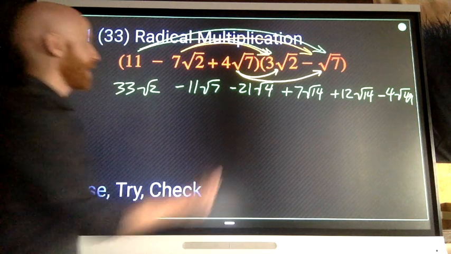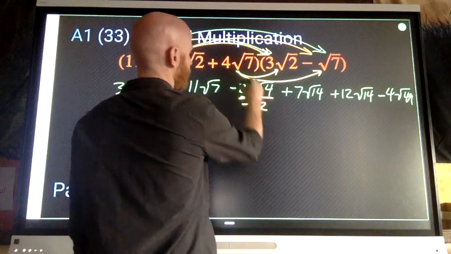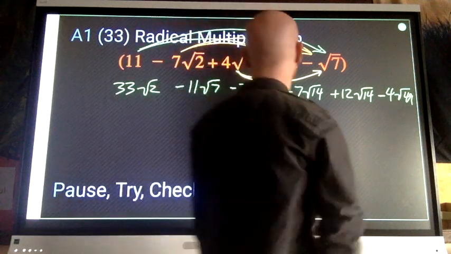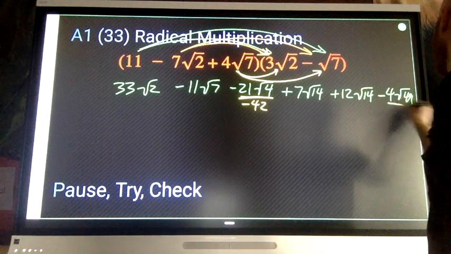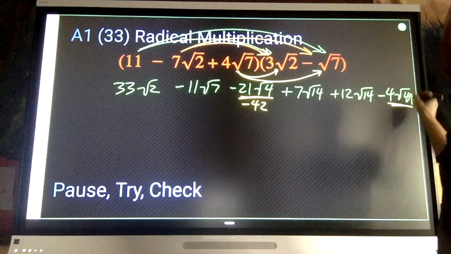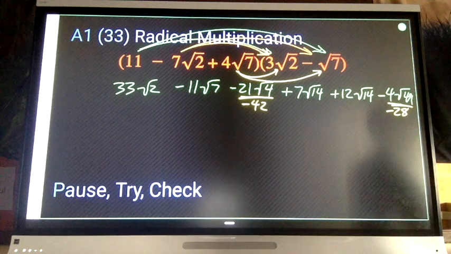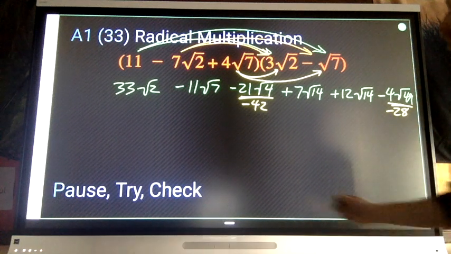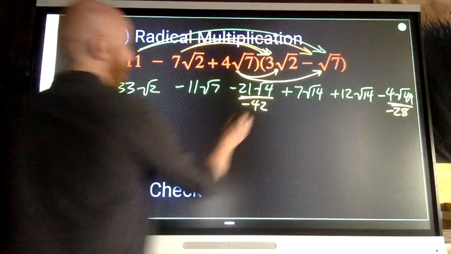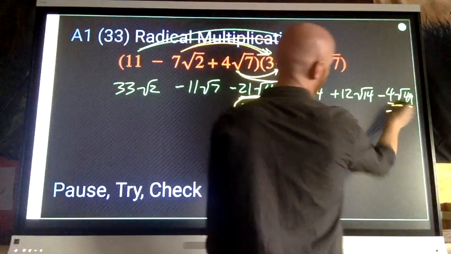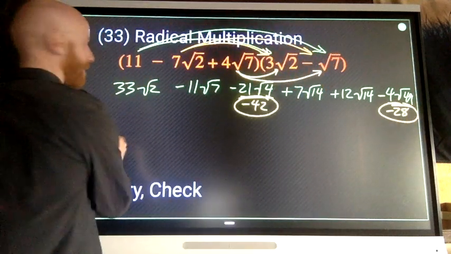Then what can we break down? We can break down this. Square root of 4 is 2, so 2 times 21 is negative 42. No more square root part. We can break down this. Square root of 49 is 7. So minus 28, 4 times 7 is 28, no square root part. Nothing else can break down. All we have are things that we can combine at that point. So let's combine negative 42 minus 48, negative 70.